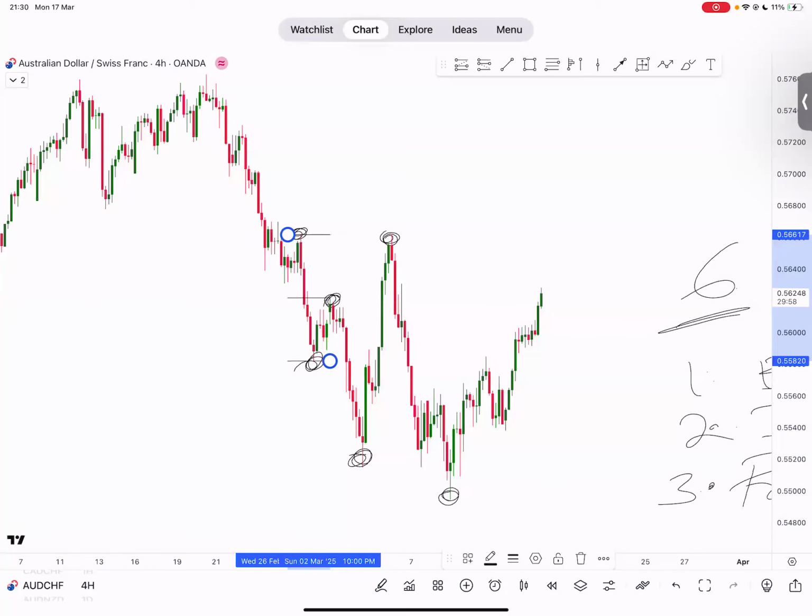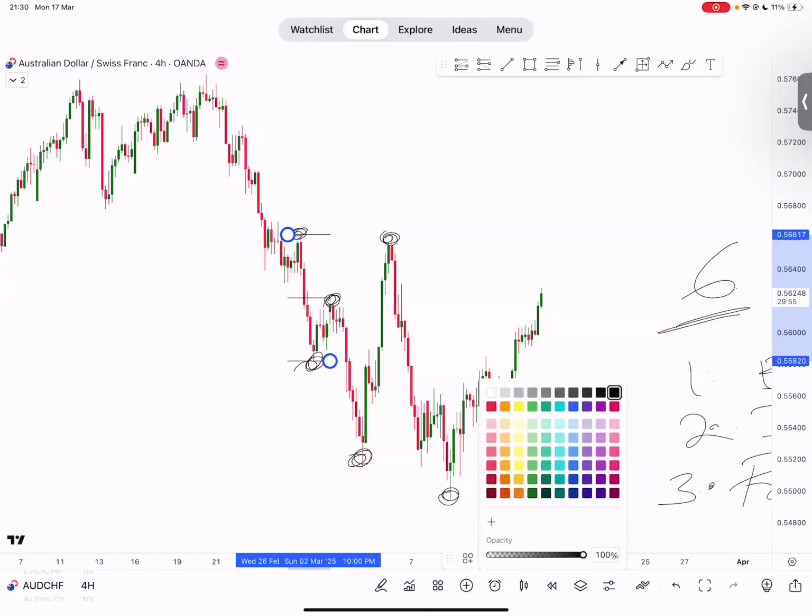Let me use another color that is different.